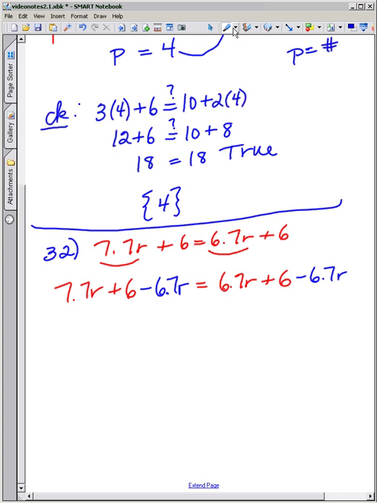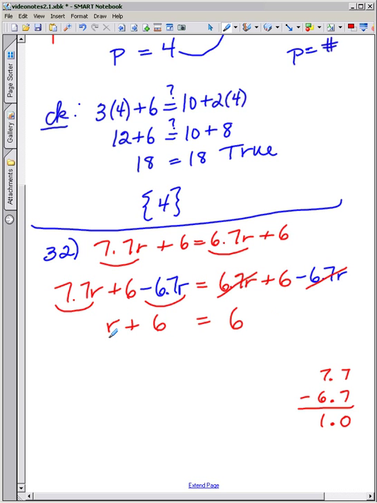So on the right side, we're left with just 6, notice that the 6.7r's cancel or are eliminated. What is 7.7r minus 6.7r? Do you remember that with decimals, you just have to line up the decimal point? So notice we get 0, 0.7 minus 0.7 is 0. 7 minus 6 is 1, so 1.0, which is really just 1r, or r. So r plus 6 is equal to 6.